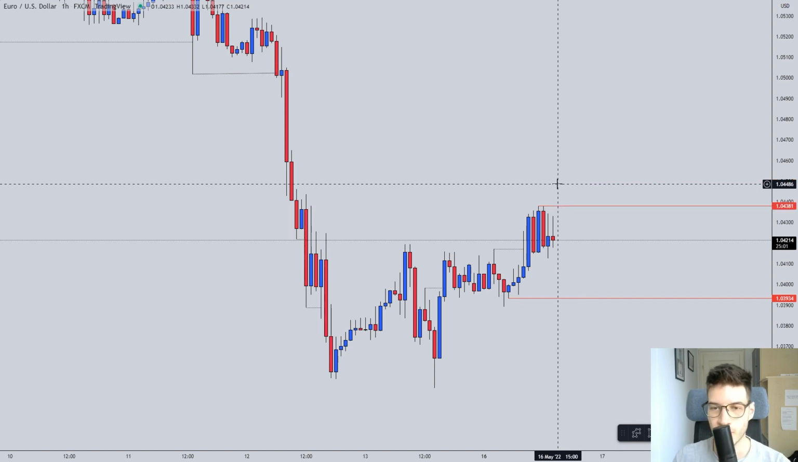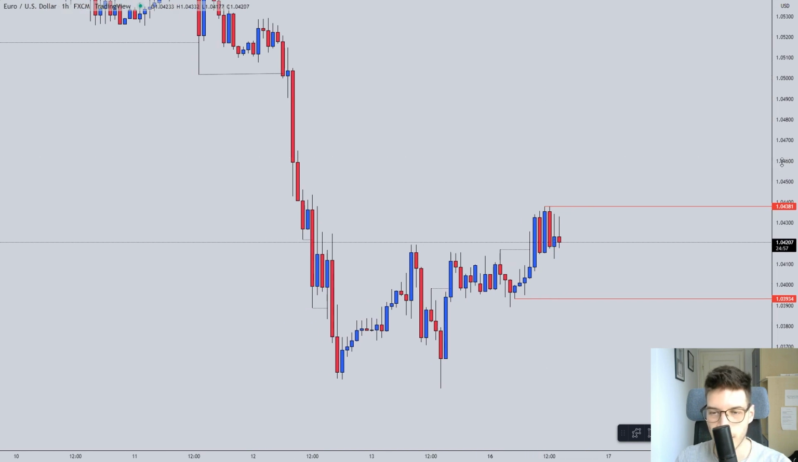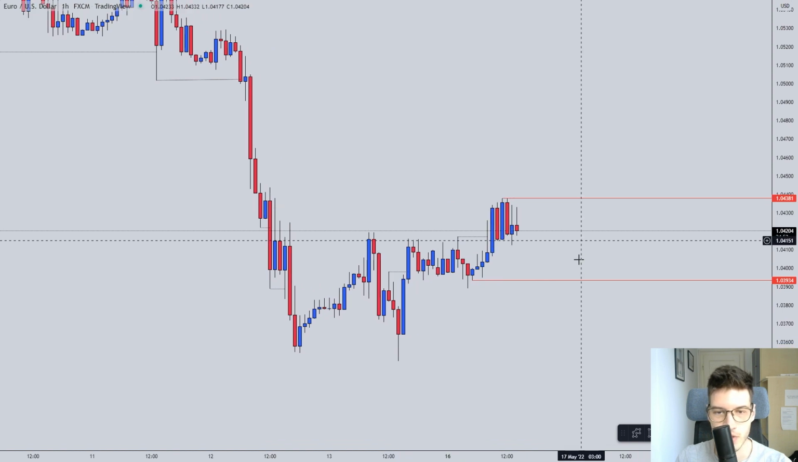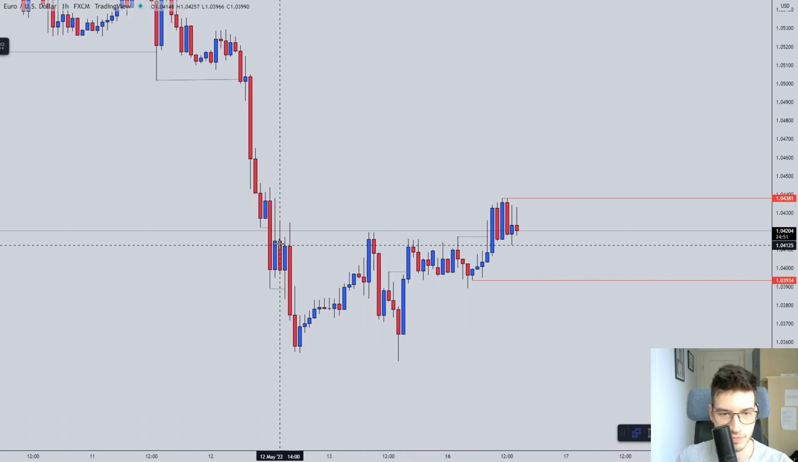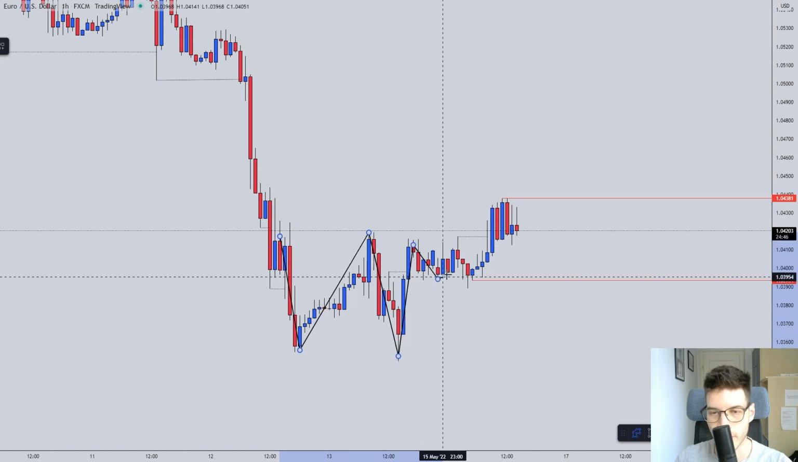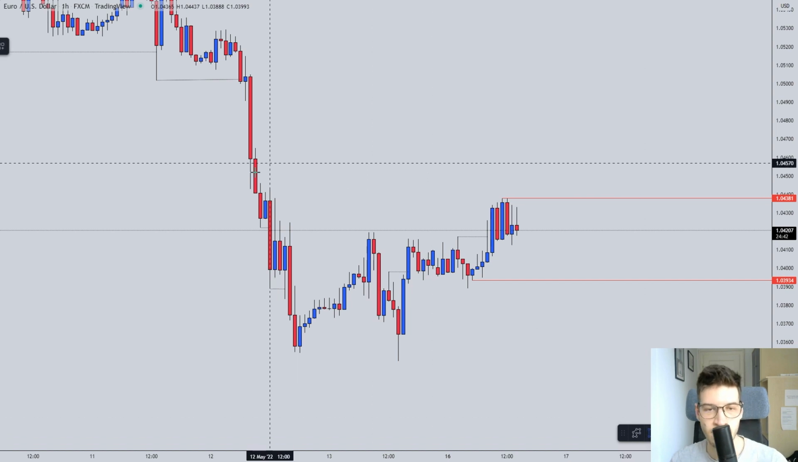So here we have the euro and the US dollar, and I have to say this pair is a bit volatile and it's actually not doing anything particular. So we were stuck in this range. As we can see here, we were just ranging, and now we did break out of the range, so there was the upper liquidity area.